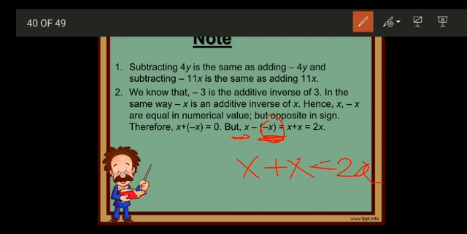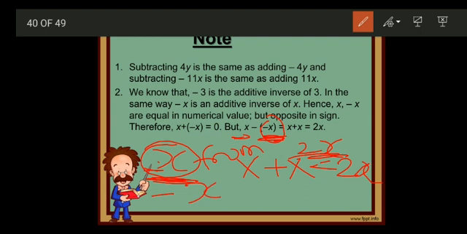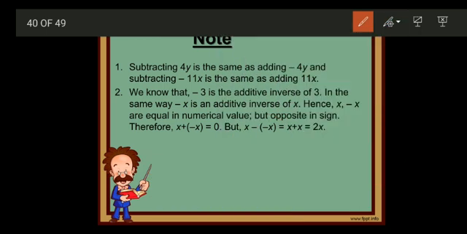Subtracting x from 2x means adding the additive inverse of x to 2x. What will be the additive inverse of x? Additive inverse of x is changing the symbol. Here it is positive, so change it to negative, minus x. So, adding 2x and minus x, we know to add 2x and minus x. 2 minus 1 is 1, x. This is what we have to take care of here.